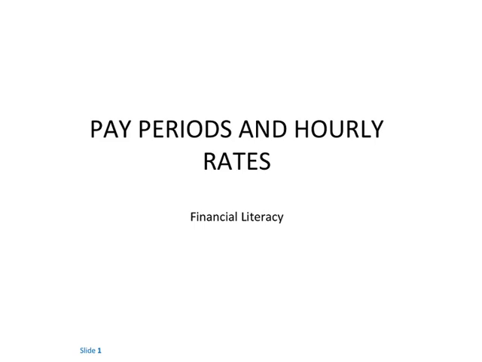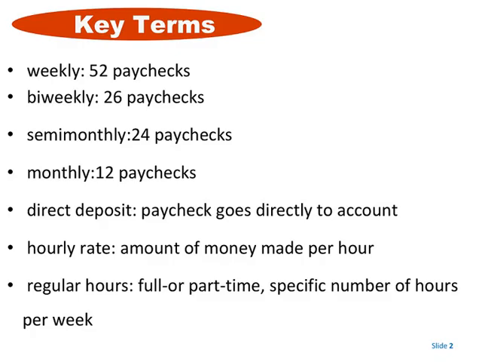So we need to go over some key terms first, so you guys know how many paychecks you should be getting. If you're getting paid weekly, that's going to be 52 paychecks. If you are getting paid bi-weekly, that's going to be 26 paychecks. This is all for a year. If you're getting paid semi-monthly, that's twice per month, you're going to get 24 paychecks a year. If you are getting paid monthly, that's 12 paychecks per year.